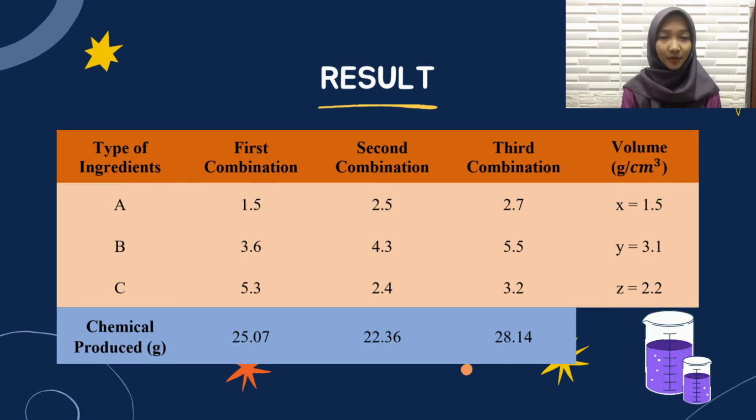Here is the result from the case study. From the table, it shows that the total volume of ingredient type A is 1.5 cubic centimeters. Ingredient type B has 3.1 cubic centimeters of total volume, and the total volume of ingredient type C is 2.2 cubic centimeters. The total chemical produced for the first combination of ingredient types A, B, and C is 25.07 grams.